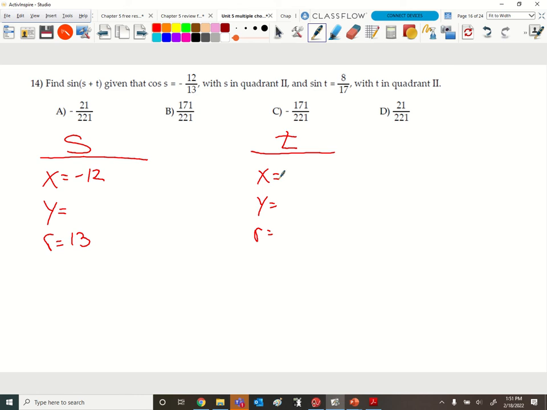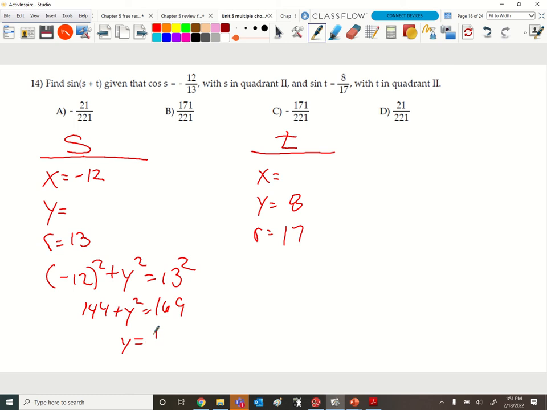All right. So now, in this case right here, do we know x? No. Do we know y? What do we get? 8, and the r value is? There we go. So I'm going to have to do Pythagorean Theorem again to find my missing variables. So I have negative 12 squared plus y squared equals 13 squared. So 144 plus y squared is equal to 169. Subtract, I get y is equal to plus or minus the square root of 25.